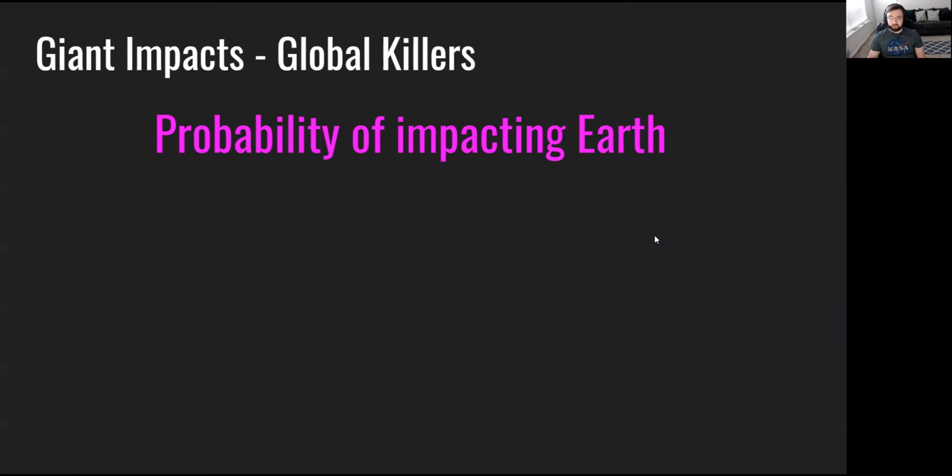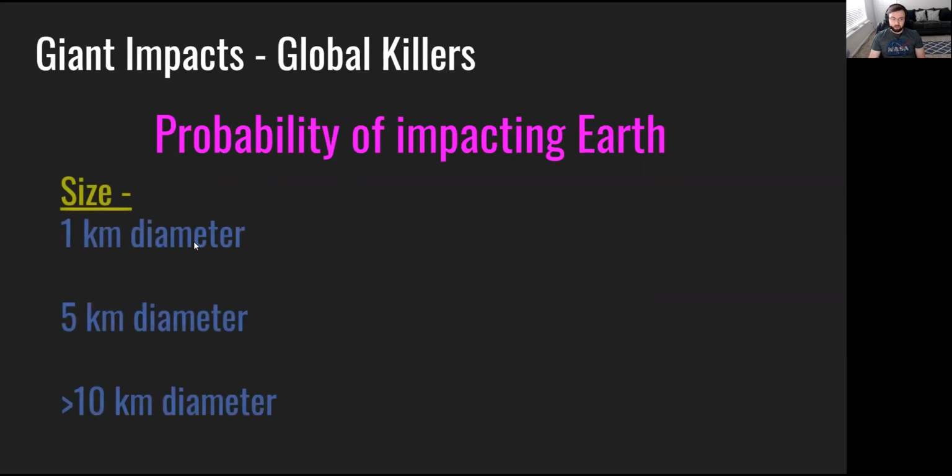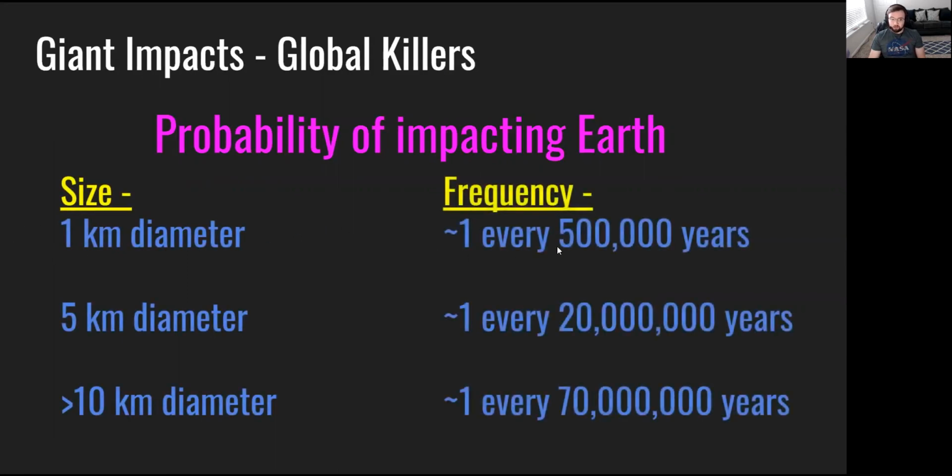Now, speaking of impacting the Earth, obviously we are aware of even larger asteroids out there. We're watching a bunch of them. And we can calculate the probabilities of them hitting the Earth. Remember, probabilities are not guarantees. So for a 1 kilometer diameter asteroid, the probability is about 1 every 500,000 years. 5 kilometers, 1 every 20 million years. And 10 kilometers and up, 1 every 70 million years.